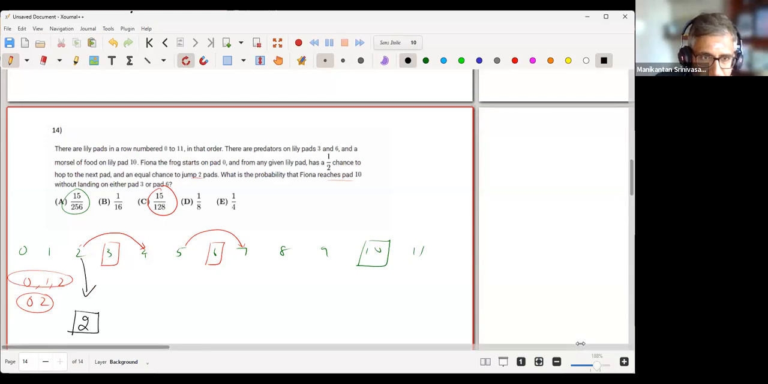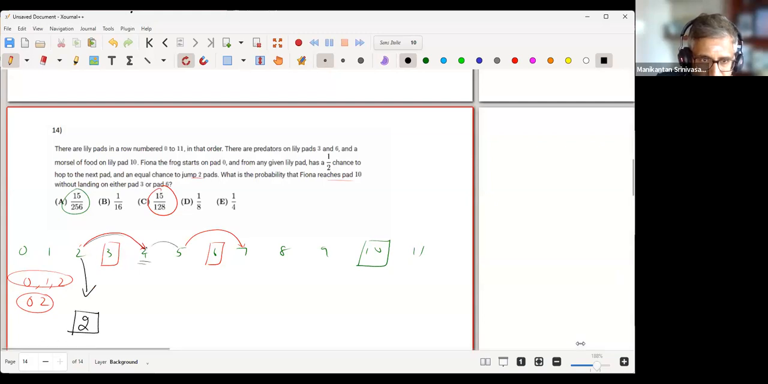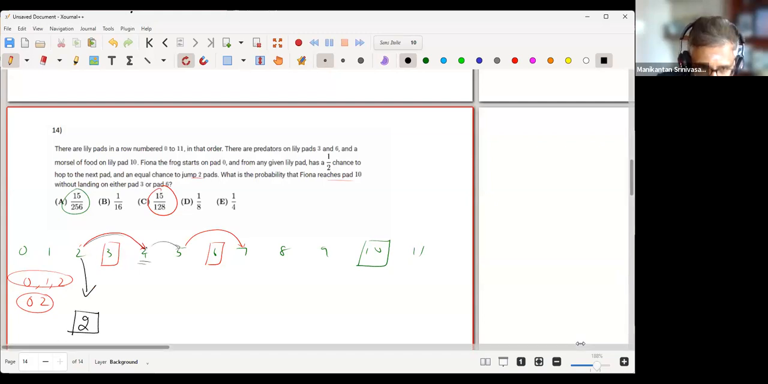Now then obviously you have to reach 4. There's only 1 way. And then having reached 4, to reach 5 you don't have any option at all. You have only 1 way here, 1 way here. And then you literally have to jump across 6 and reach 7. So only 1 way here.